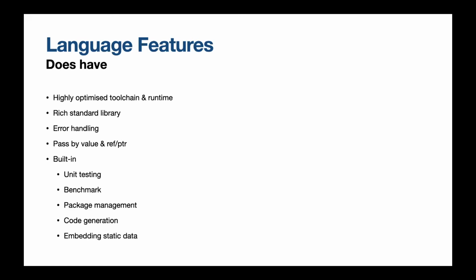And Go passes parameters by value as well as by reference, or you can also understand it as pass by pointer. There are places where you can pass the parameters as they are, and they are copied and passed to the called function. But if it is, let's say, a huge struct which you want to avoid copying, you can pass that by reference. Or if you want to make changes to the struct, you can pass by reference. And Go provides built-in mechanisms for unit testing, benchmarking, package management, code generation, and embedding static data.